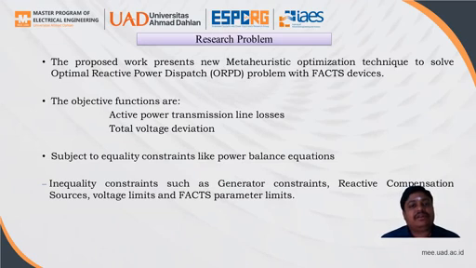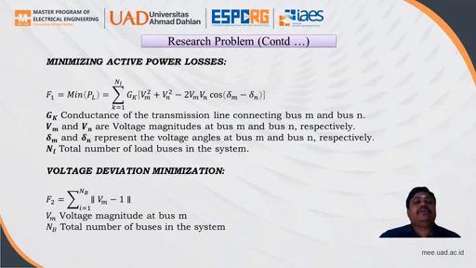The paper presents a meta-heuristic algorithm technique to solve the optimal reactive power dispatch problem with FACTS devices. The objective functions are active power loss minimization and total voltage deviation, subjected to equality constraints like power balance and reactive power balance, and inequality constraints such as generator constraints, reactive compensation sources, voltage limitations, and FACTS parameter limitations.